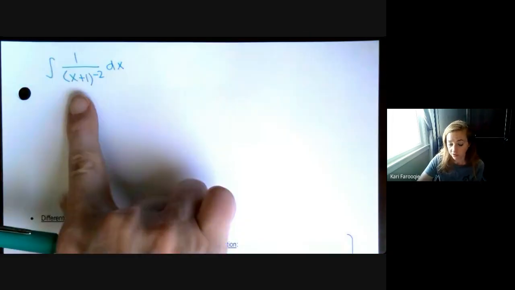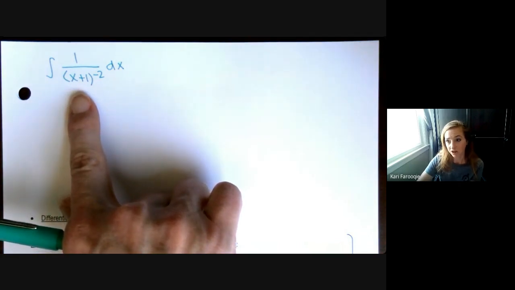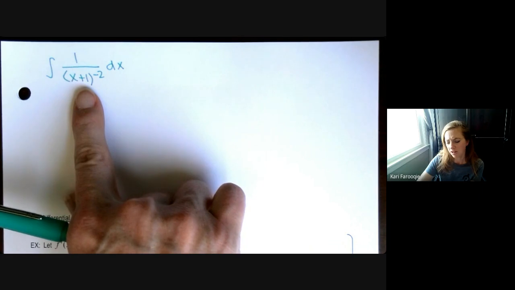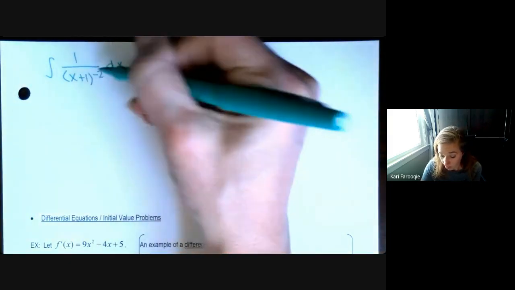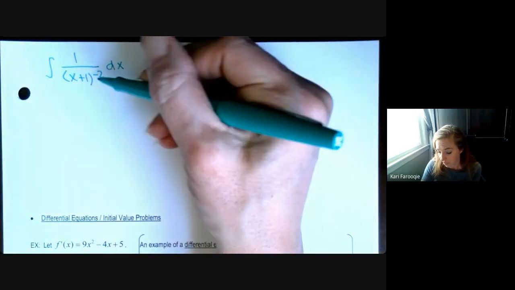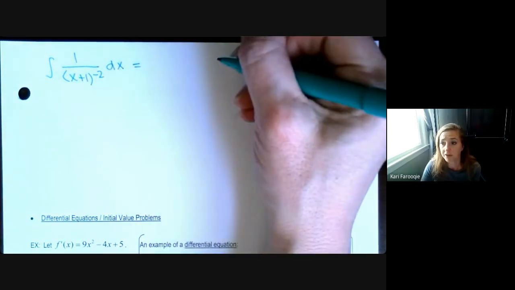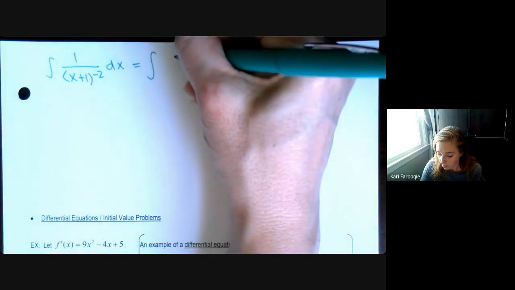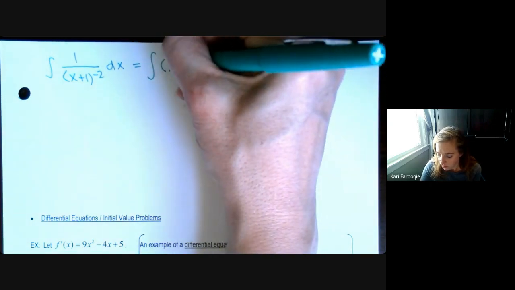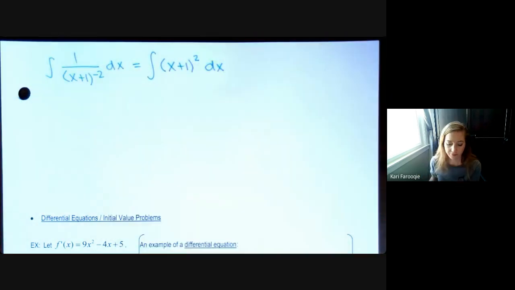At this point, there's nothing we can do with this. I want to remind you that you can't just look at the denominator and say, well, how about I just increase the exponent by 1 and divide by the new exponent? You can't do that. It's in the denominator, not numerator, first of all. And second, this is all being taken to a power. So we're going to have to rewrite this quantity. I'm going to rewrite this quantity as a positive exponent. When I move this up to the numerator, I just get x plus 1 to the positive second dx.